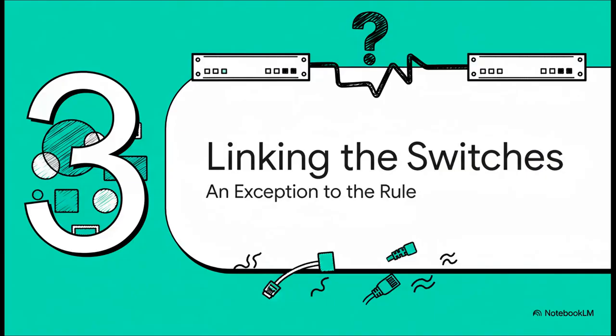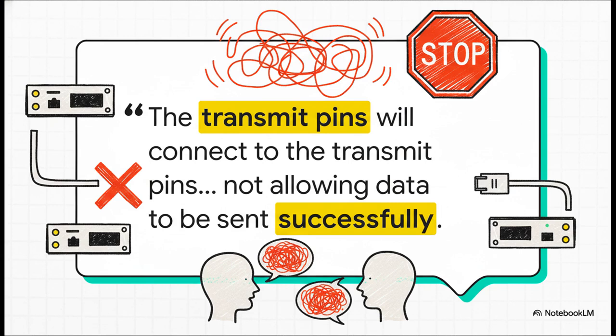Okay, so our PCs are connected, but right now they can only talk to their own local switch. If we want them to talk to each other, we've got to connect all the switches together. And this is where things get a little tricky, because now we're trying to connect two identical devices. You see, if we tried to use a simple straight-through cable here, we'd run into a huge problem. As it says here, the transmit pins on one switch would connect directly to the transmit pins on the other.